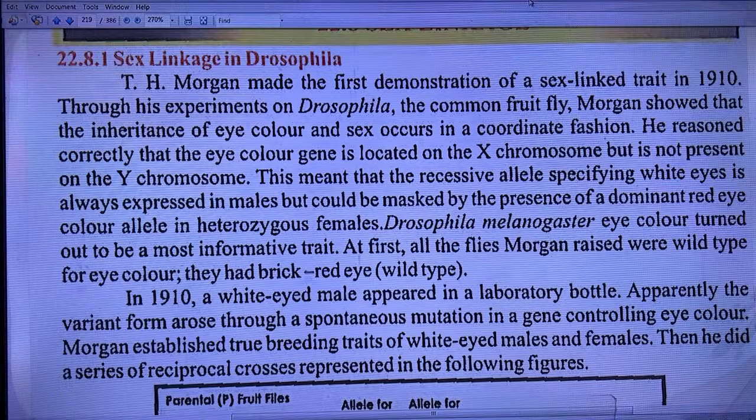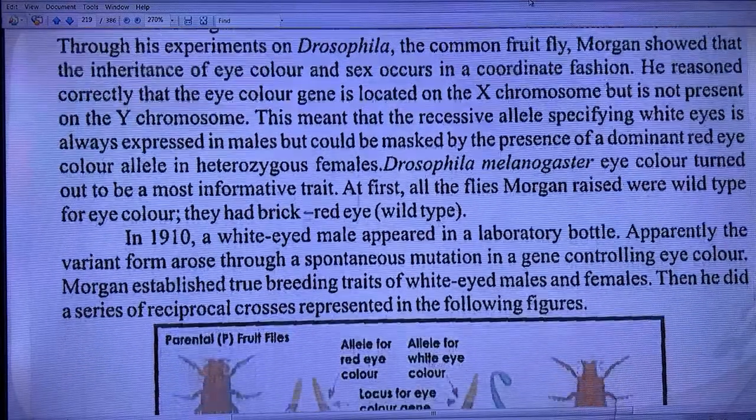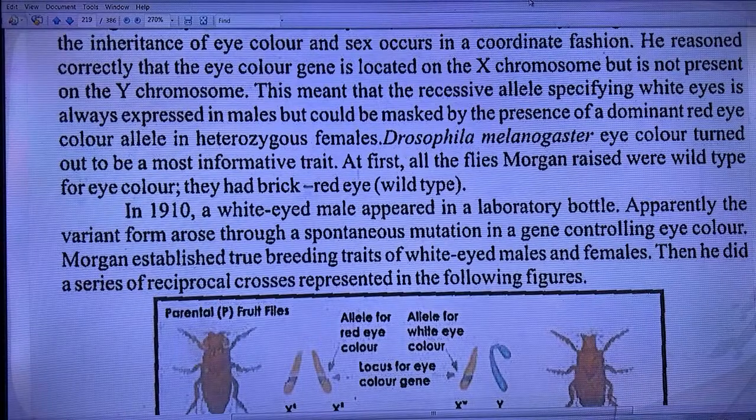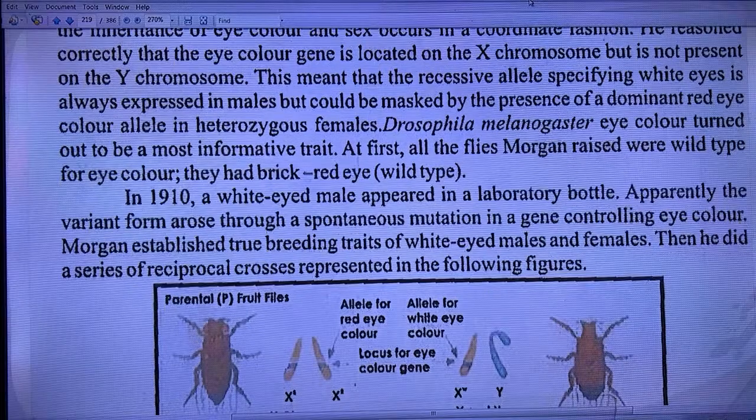Drosophila melanogaster eye color turned out to be the most informative trait. At first, all the flies Morgan raised were wild type for eye color. They had brick red eyes, the wild type. In 1910, a white-eyed male appeared in a laboratory bottle. Apparently, the variant form arose through spontaneous mutation in a gene controlling eye color. Morgan established true breeding white-eyed males and females. Then he did a series of reciprocal crosses represented in the following figures.